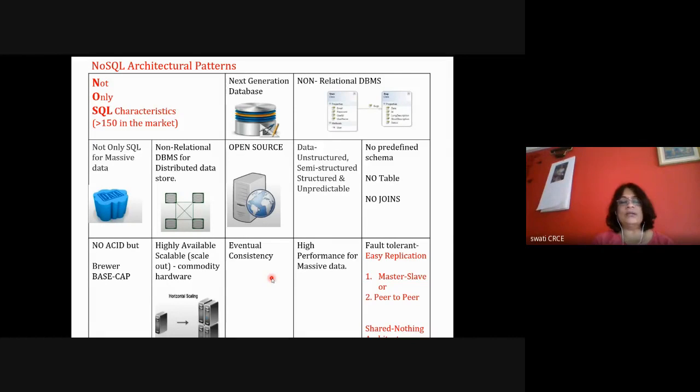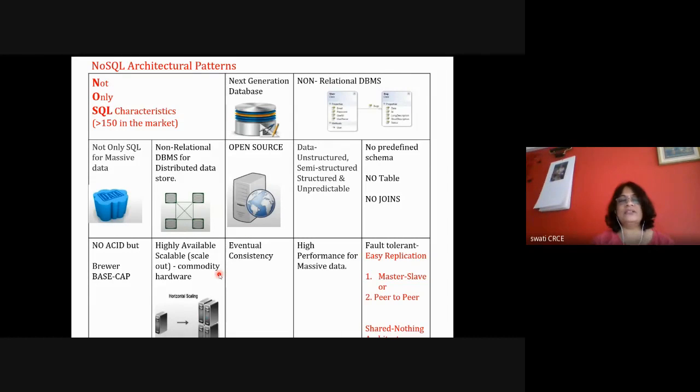So at a particular time, we can say that there may not be consistency throughout. All the clients may not see the same version, but eventually after some time the data will be in the consistent state, and it's high performance. It's very fast, quickly it can retrieve any information, fault tolerant because of the replication, and there are two types, master slave or peer to peer or shared. Okay, so I'll visit this again because this is a very important topic.